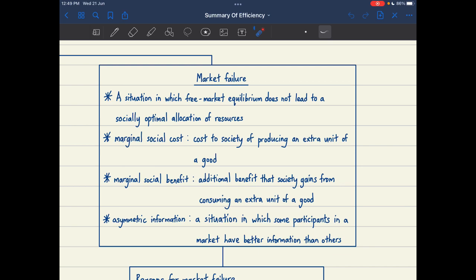Here we need to learn three more phrases: marginal social cost, marginal social benefit, and asymmetric information. Marginal social cost is the cost to society of producing an extra unit of a good. Let's say I have 20 units of milk. If I produce the next unit, making 21 units in total, what would be the marginal social cost that I would incur? If the marginal social cost is higher than when I transition from the 19th unit to the 20th unit, then of course I'll produce less of it. I'll produce at 20. If going from 20 to 21 the total cost is higher, that means I need to spend more to produce the additional unit, so I might as well just optimize my output at 20 units.